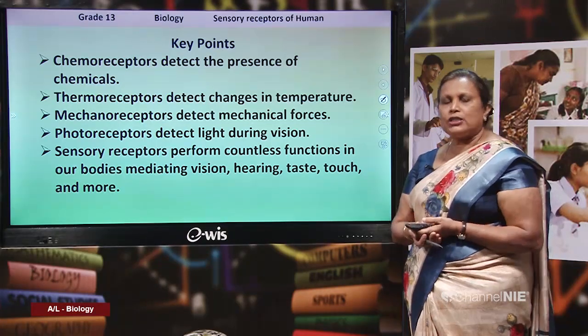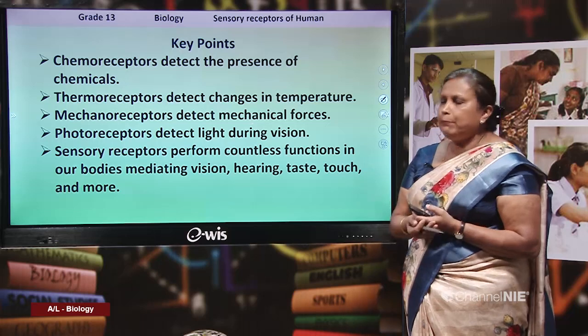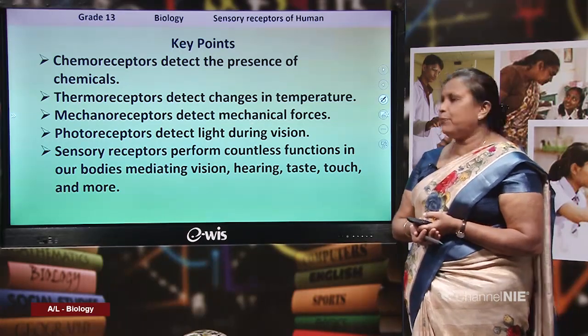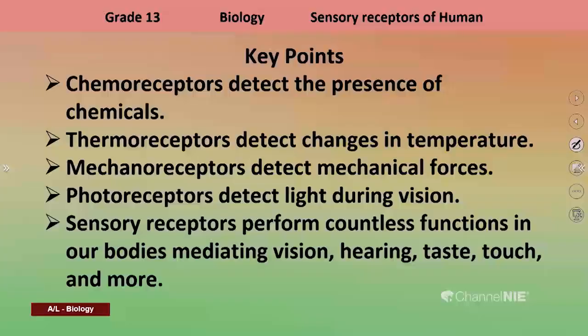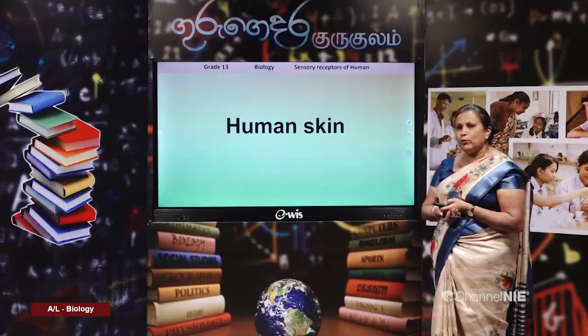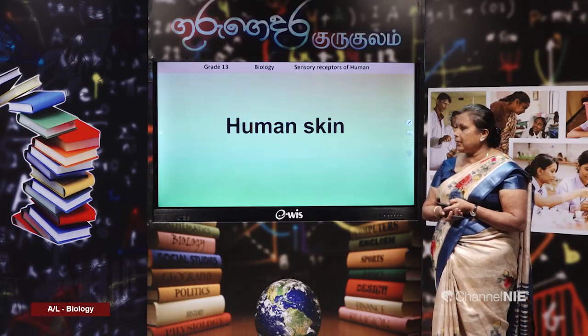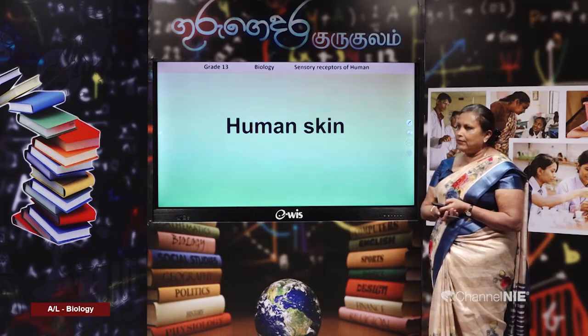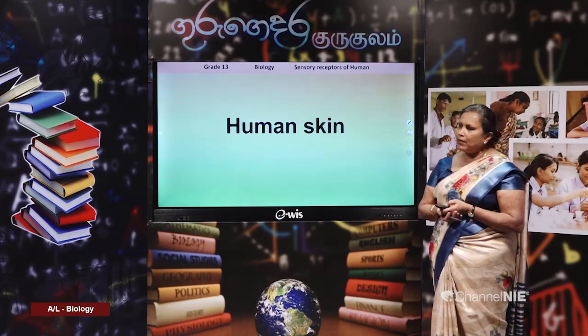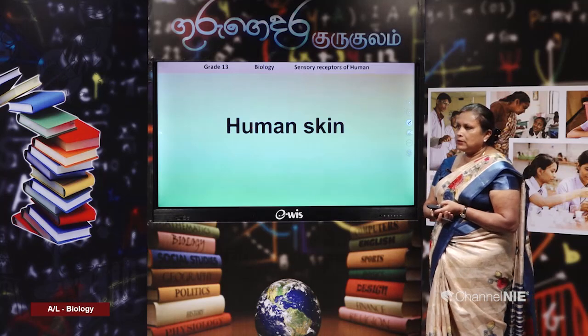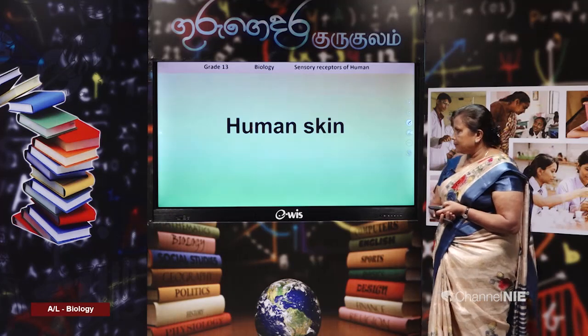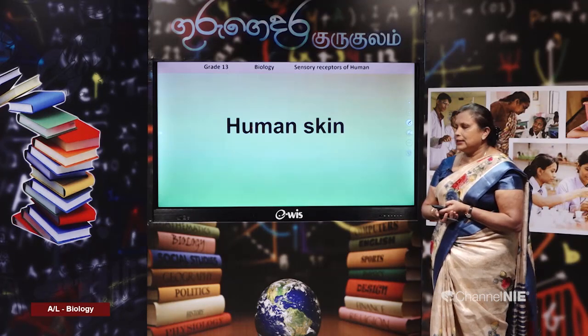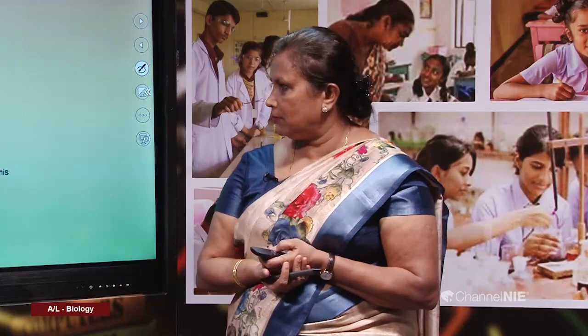Next we are going to study another important sensory receptor organ present in the human body. That is the largest organ in our body. Human skin is also a very important sensory receptor in the body, which has the ability to detect a number of different stimuli in the environment. Now, first of all, I want to show you the structure of the human skin.